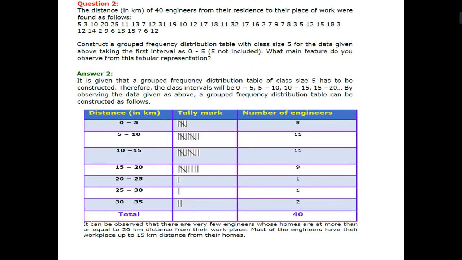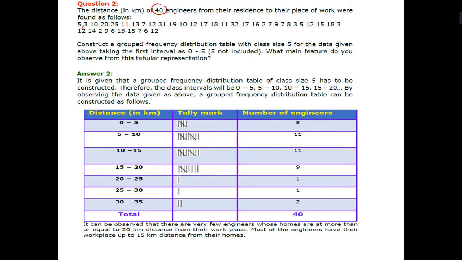Now we go to question number 2. In question number 2, the distance in kilometers of 40 engineers from their residence to their place of work were as follows: 5, 3, 10, 20, 25, 11, 13, 7, 12, 31, 19, 10, 12, 17, 18, 11, 32. So 40 observations are here.